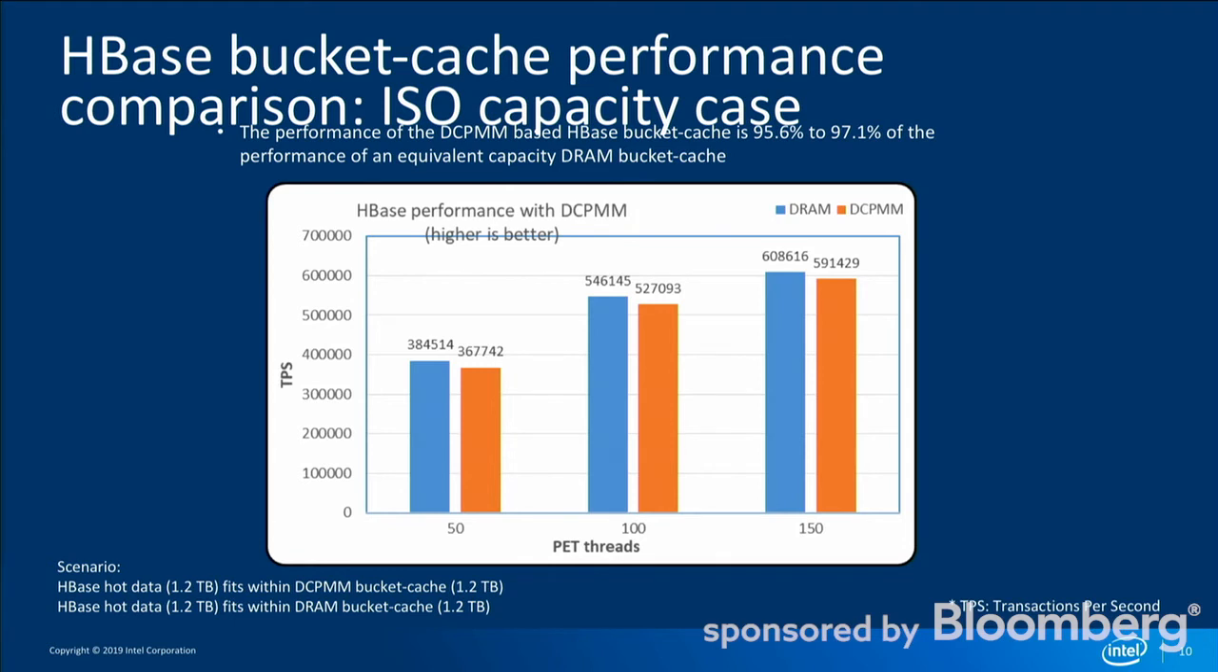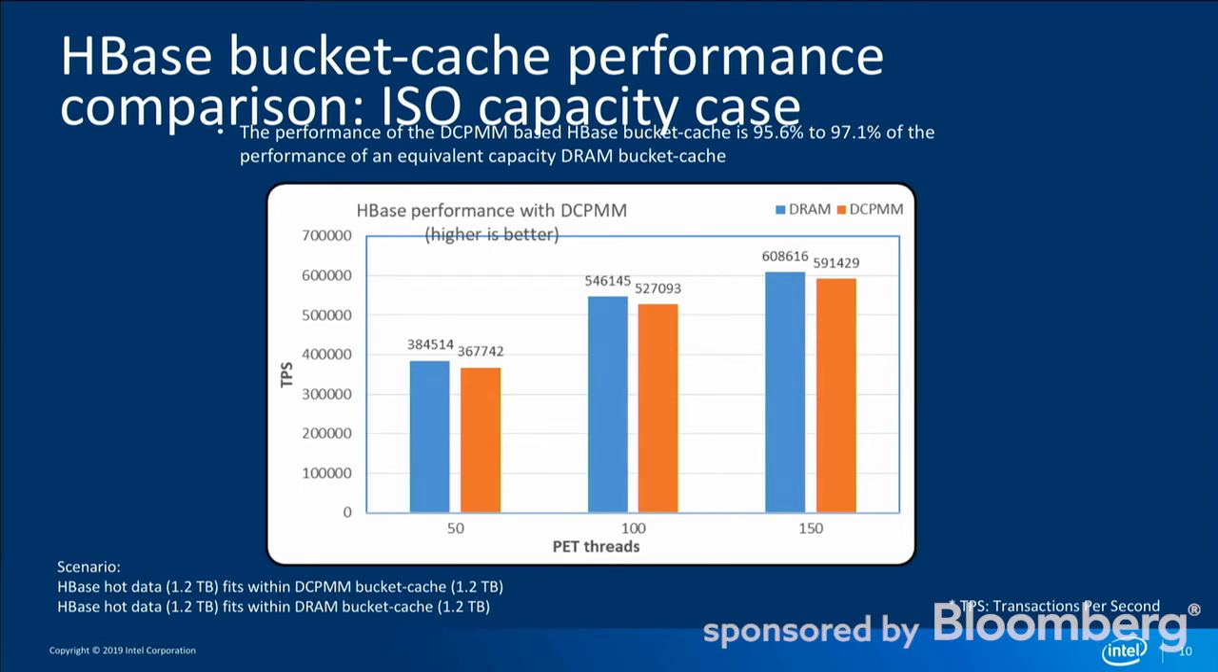One of the things that the Intel engineering team that's been contributing to HBase realized is that when they tested straight memory, DRAM, and DCPMM memory, remember that depending upon the transaction, the Optane persistent memory can be slower than DRAM. That's the reason that both still exist in the server. But they found out in the testing, with 1.2 terabytes of hot data fitting into both DRAM and also into the DCPMM bucket caches, that the performance was very close.